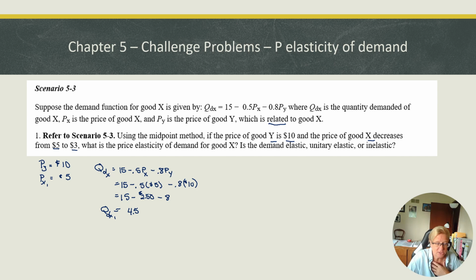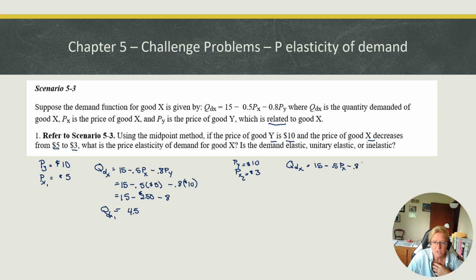Now we want to take a look at what happens when the price decreases from 5 to 3. So the price of good Y is still going to equal 10, and the price of good X2 is going to equal $3. We're going to use this same equation. I'm just going to rewrite it over here to make sure that we keep everything straight.